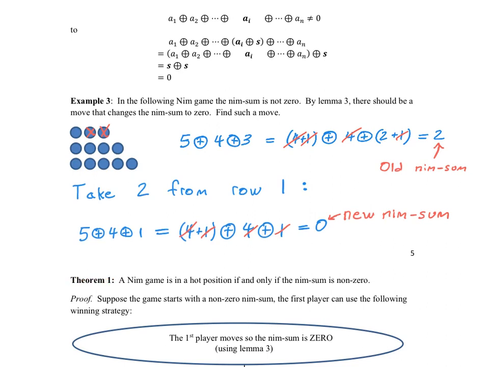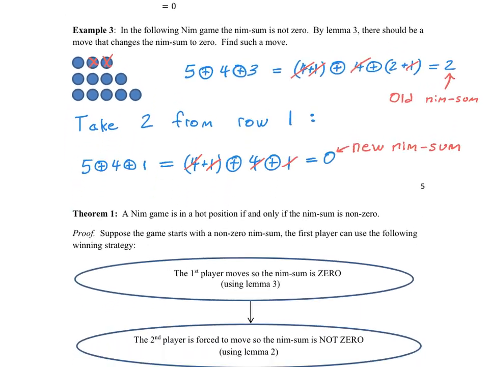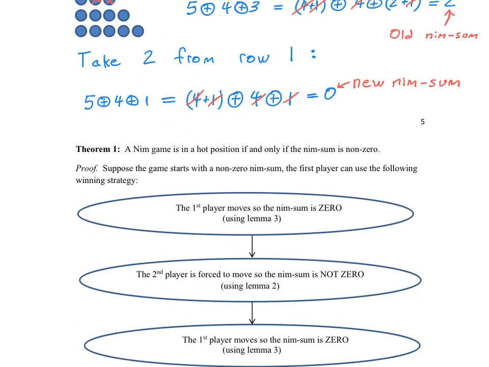So here it comes. The game of nim is in a hot position if and only if the nim sum is something other than 0. So if the nim sum is 5, it's a hot position. If the nim sum is 20, it's a hot position. If the nim sum is 0, the statement says if and only if. So if it's 0, then it's not a hot position, it's a cold position.